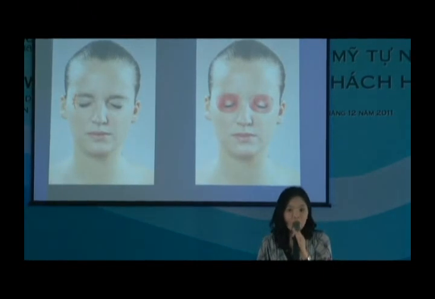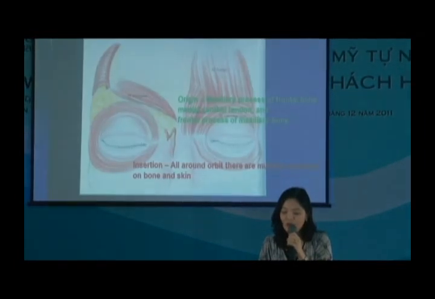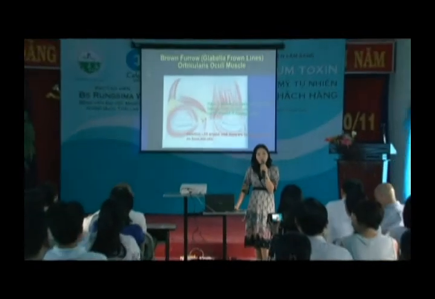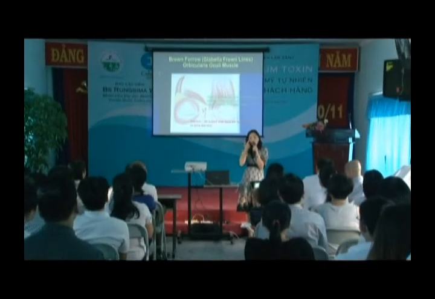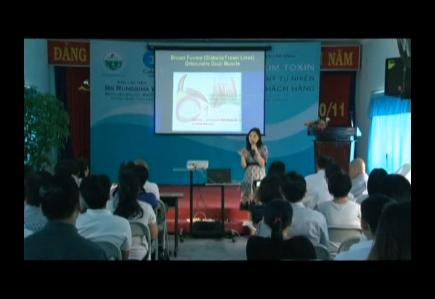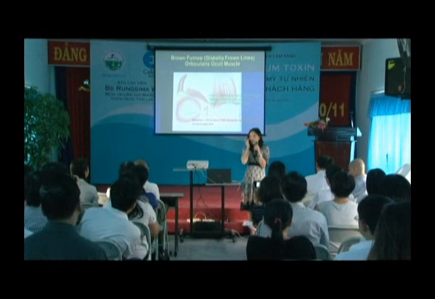Another area that we can treat is crow's feet. Một cái vùng khác chúng ta có thể điều trị là cái vùng chân chim. Or orbicularis oculi. Đây là cái cơ vòng quanh mắt. This muscle is very special. It's lying all around your orbital rim, but it's located very superficial. There is no connection to the bone. It will connect to the skin.